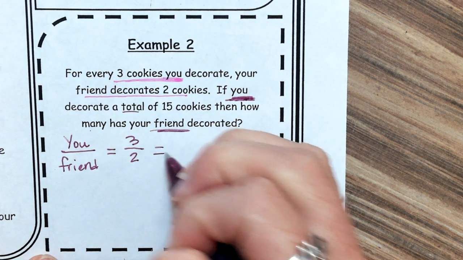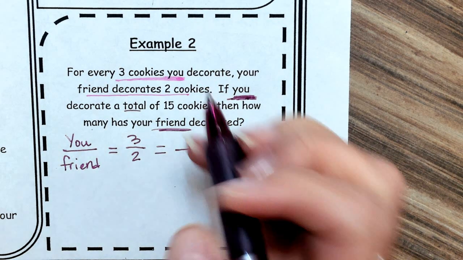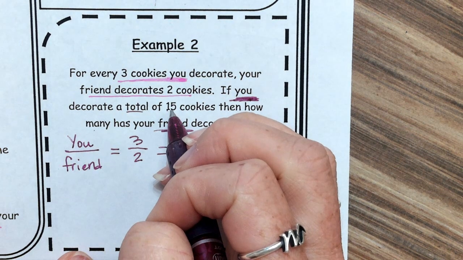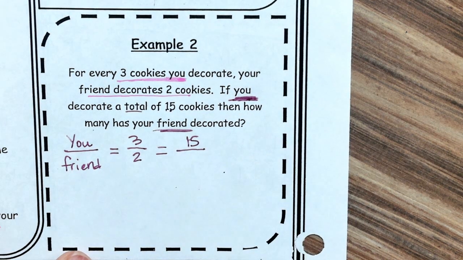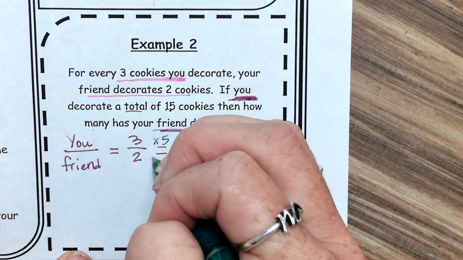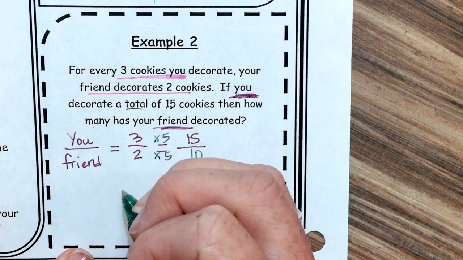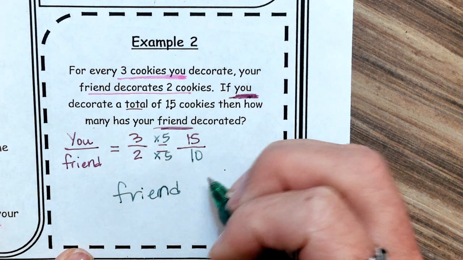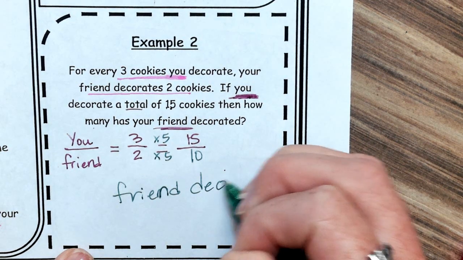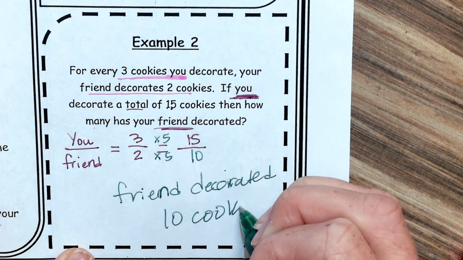So I set it equal. Now I got to decide, does the 15 go on top or bottom? Well, does 15 belong to you or your friend? You. So where does 15 go? Top. Times 5. So how do you get from 3 to 15? 5. So 2 times 5 is 10. And so I would answer, my friend, my spelling is not it today, decorated 10 cookies.